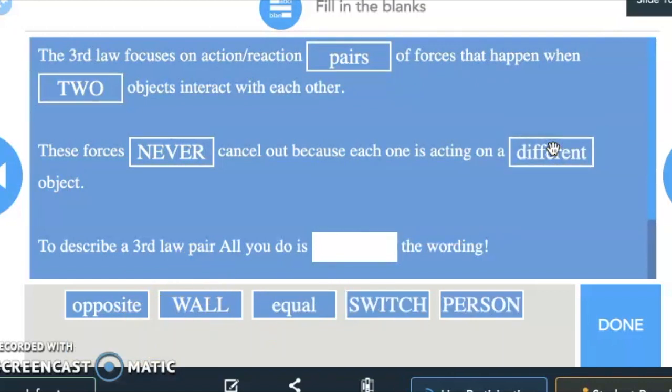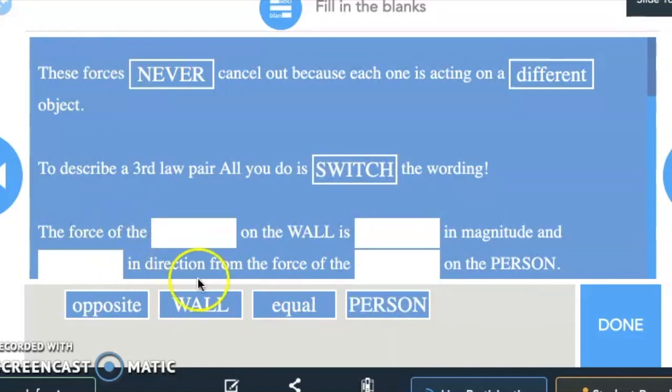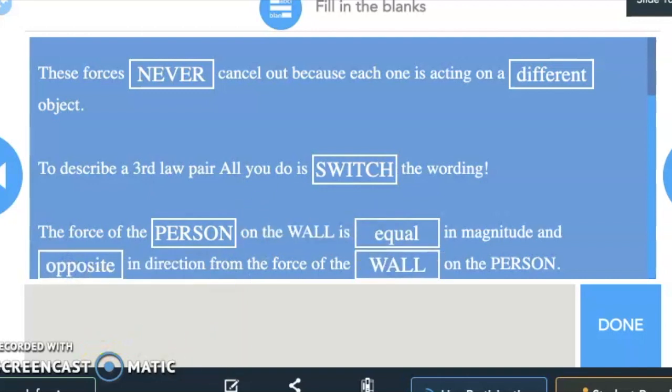So if we were drawing free body diagrams, you would need two diagrams because there are two objects, and there would only be one force on each diagram, so that's why they're not going to cancel with each other. Scrolling down. To describe a third law pair, all you do is switch the wording around. So the force of the person on the wall is equal in magnitude and opposite in direction from the force of the wall on the person. So that wording is something we're going to use.